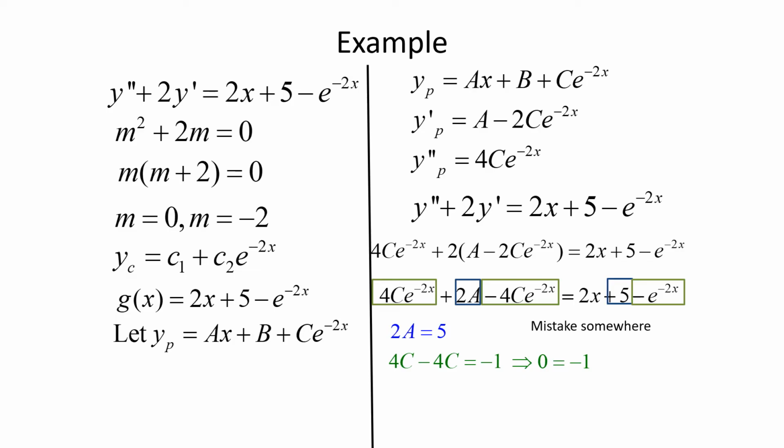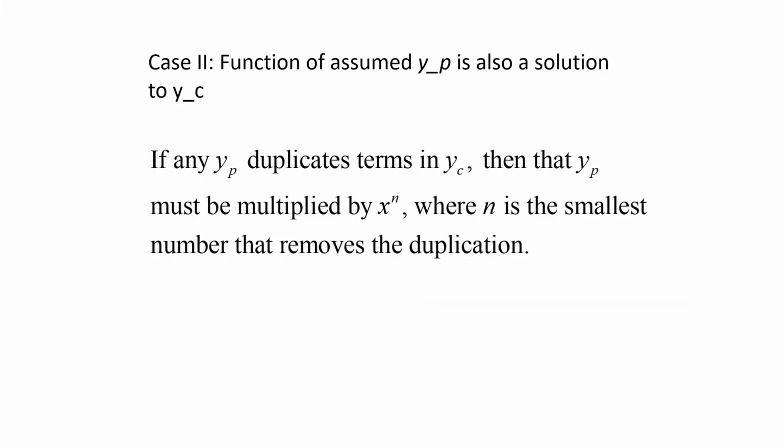All right, so remember when we started talking about these, we said that there was a case 1. There's also a case 2. Case 2 says that the function of your assumed particular solution is also a solution to yc. So what happens with case 2 is if any yp duplicates terms in yc, then that yp has to be multiplied by x to the n, where n is the smallest number that would remove the duplication.